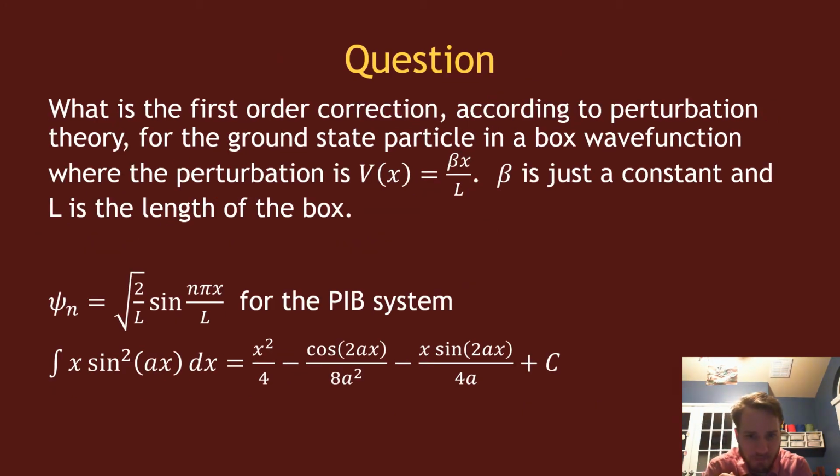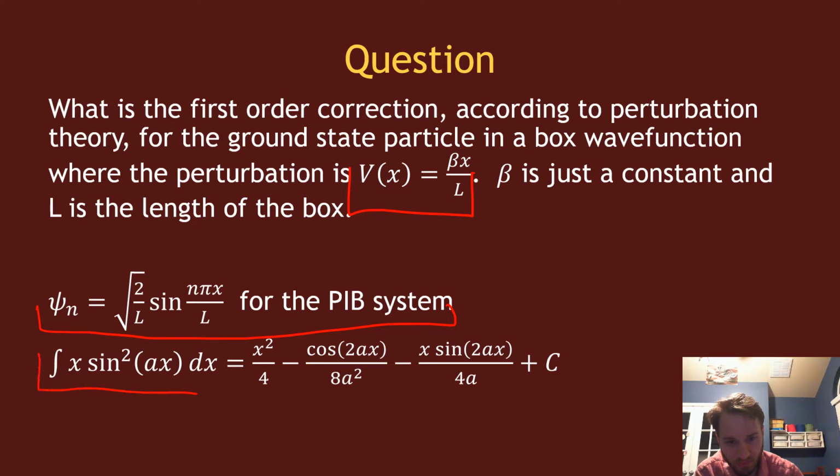All right, so let's do an example here, where I have some particle in a box system, with this perturbation that I'm applying to my system, where beta is just a constant and L is the length of the box. We're given here what the wave function is for the particle in the box system, and then this integral here, which may or may not be useful. Probably going to be, because we were given it.